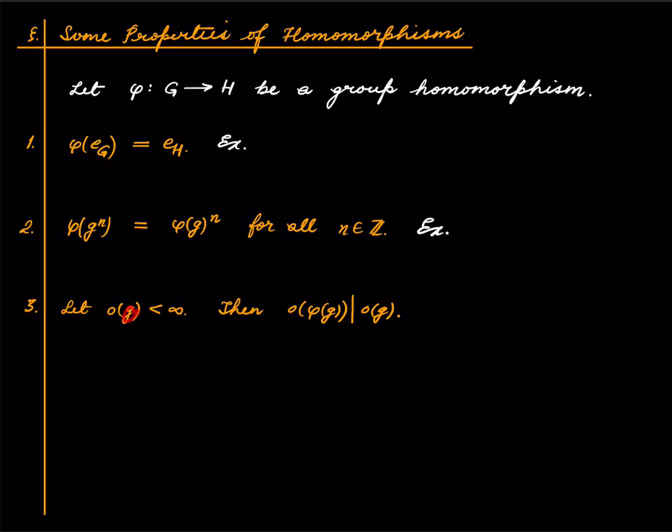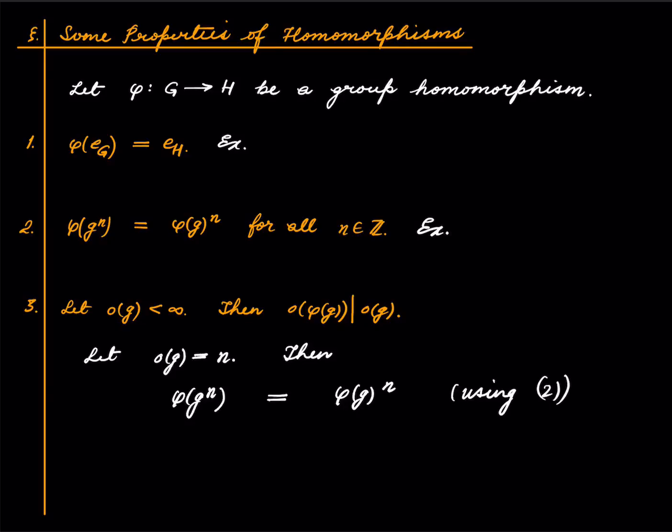The last one says that if little g is an element of finite order in the group G, then the order of the image of g under phi divides the order of g. The proof is very simple. Let the order of g be equal to n. Then phi(g)^n equals phi(g^n) by using 2. But since n is the order of little g, g^n is just the identity of G. So we have that. And what is the image of the identity under any homomorphism? So this is by using 1.